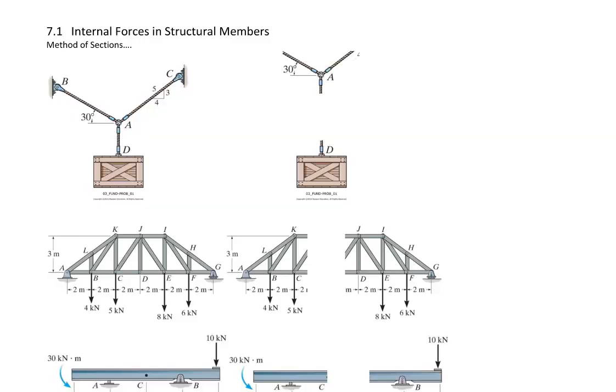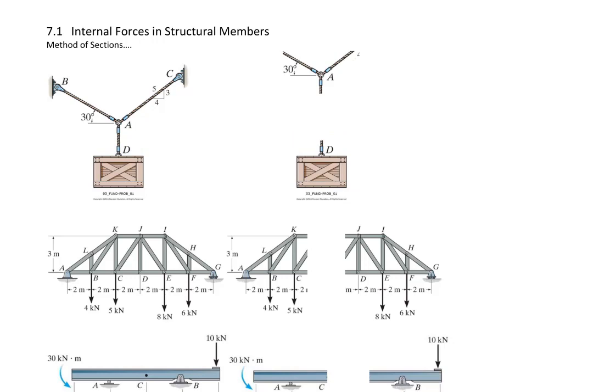Chapter 7, Internal Forces in Structural Members. So we've been using the method of sections for a while now, and we found back in Chapter 3 that if we wanted to find out what some of the forces were on the inside, let's say at that point right there, we could use the method of sections to define a subset of the system and draw a separate free body diagram of it.